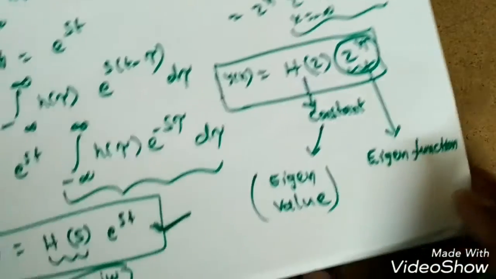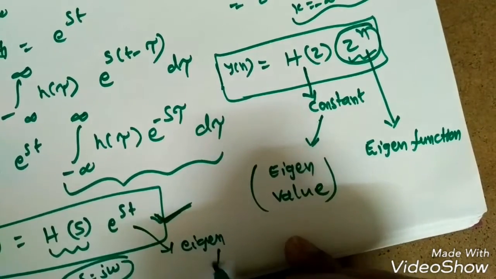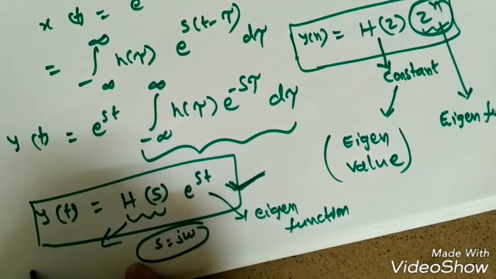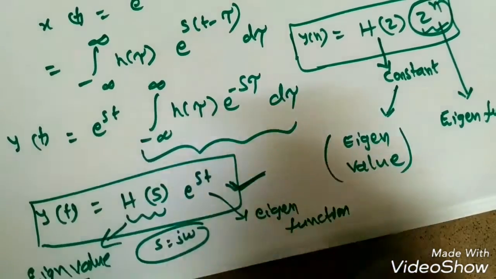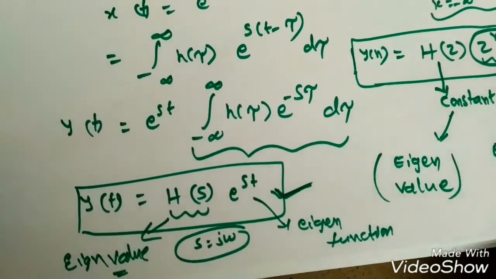Similarly, this e power st is called the eigenfunction, and this constant value h of s is the eigenvalue. So maybe they may ask about this eigenfunction and eigenvalue in GATE. That's why we are discussing it now, right?